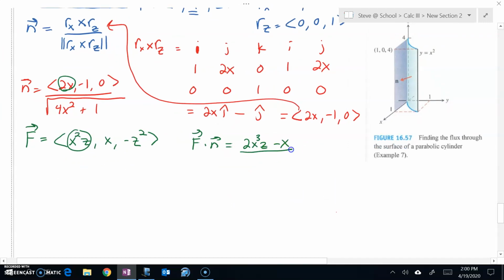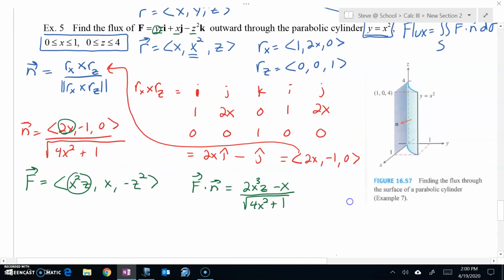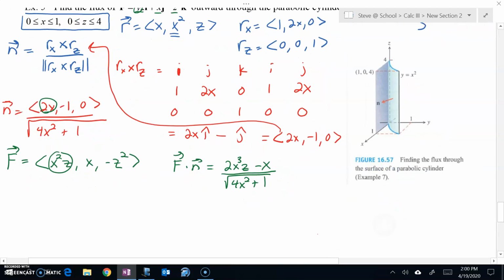Oh, but we have to remember, we still do have the bottom. You don't have to do anything with it right now. Okay, so there's f dot n. All we need now is d sigma. Well, remember, for parametric surfaces, d sigma is just the magnitude of the cross product and then the two variables. So in this case, it'll be dx dz.